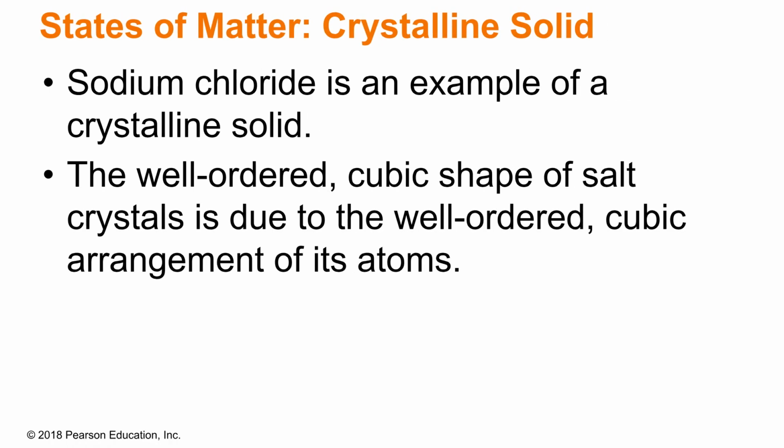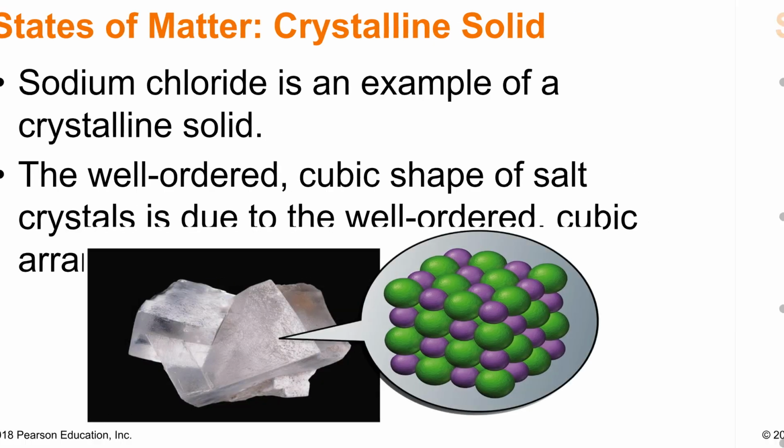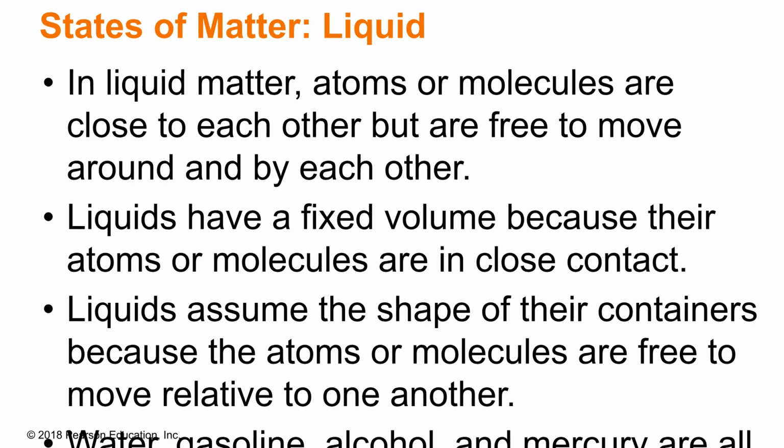Sodium chloride, or salt, is a prime example of a crystalline solid. Its well-ordered cubic shape reflects the well-ordered cubic arrangement of its atoms. In liquid matter, atoms or molecules are close but are free to move past one another. Liquids have a fixed volume and assume the shape of their container. Water, gasoline, and alcohol are examples of liquid matter.